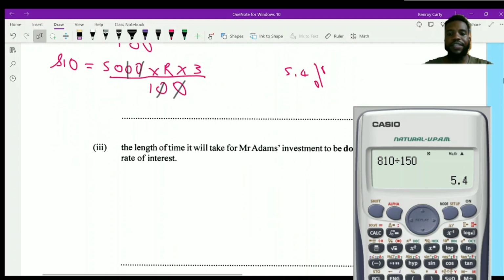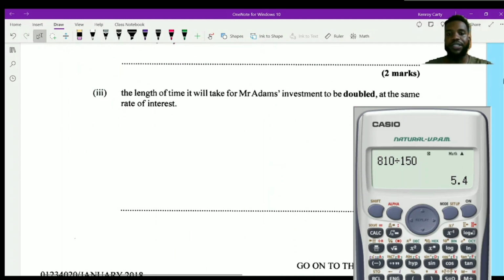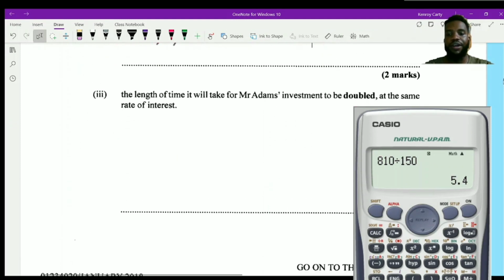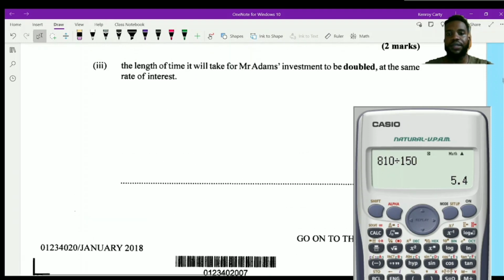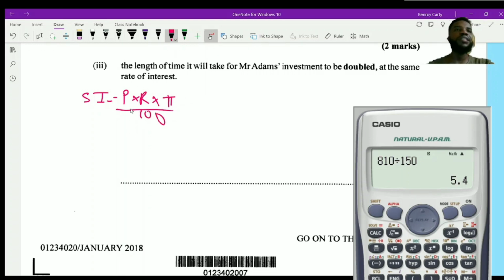Let's go down. The length of time it will take Mr. Adams' investment to be doubled at the same rate of interest. All right, good. Now, if it's going to double, remember that he invested 5,000. If it's going to double, he's going to end up with 10,000. Now, how do I look at this? Bear in mind that simple interest is equal to the principal times the rate times the time over 100. If it's going to double, it means that what he's going to put in, the same interest will go on it. So the simple interest will be the same amount of money that he invested.